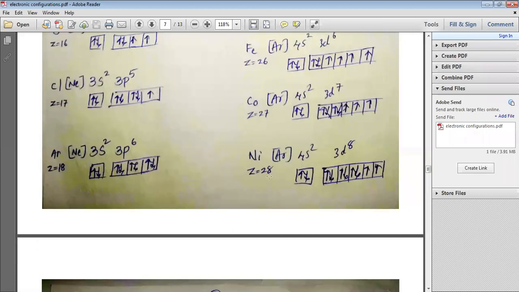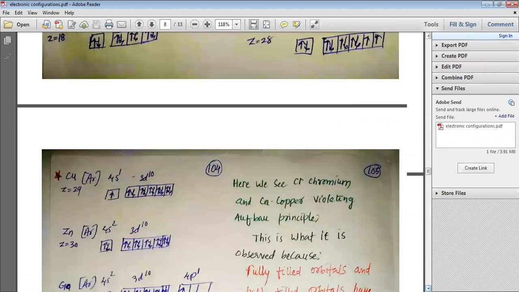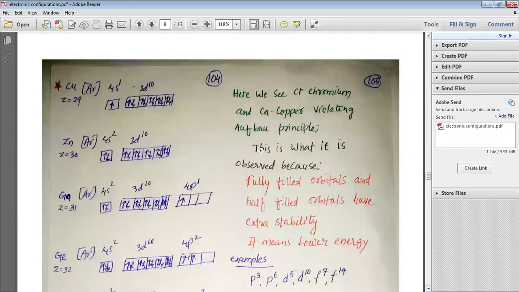Nickel, atomic number 28, argon 4s2, 3d8. So again the third degenerate orbital of the d has been paired. But now it comes to copper. Copper again is a special case. That is why I have made a red star against it. Its electronic configuration is argon 4s1, 3d10.